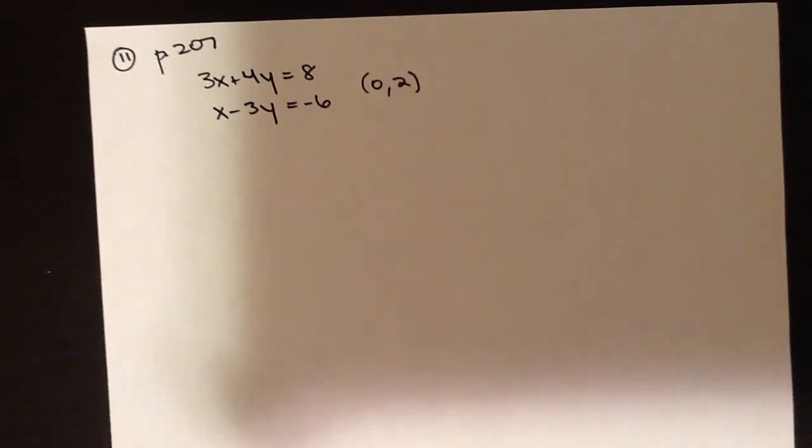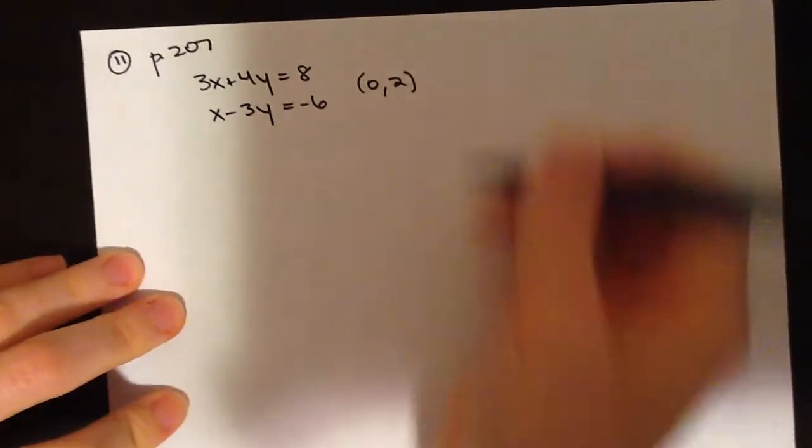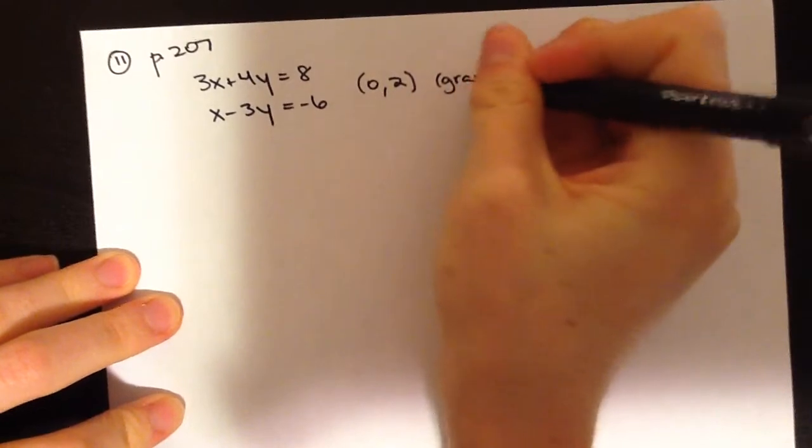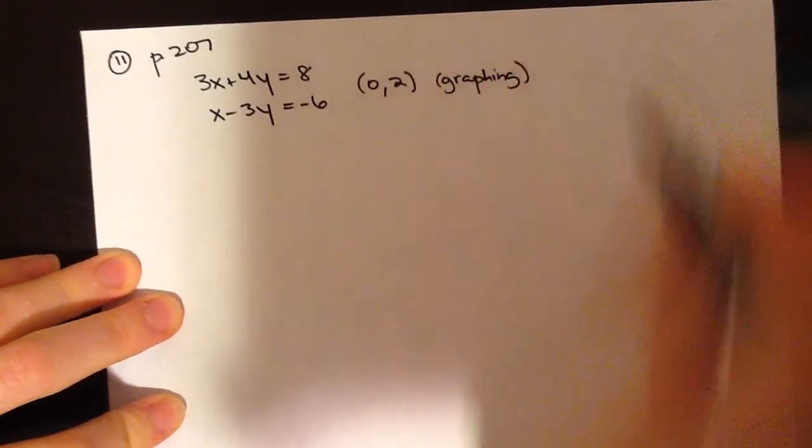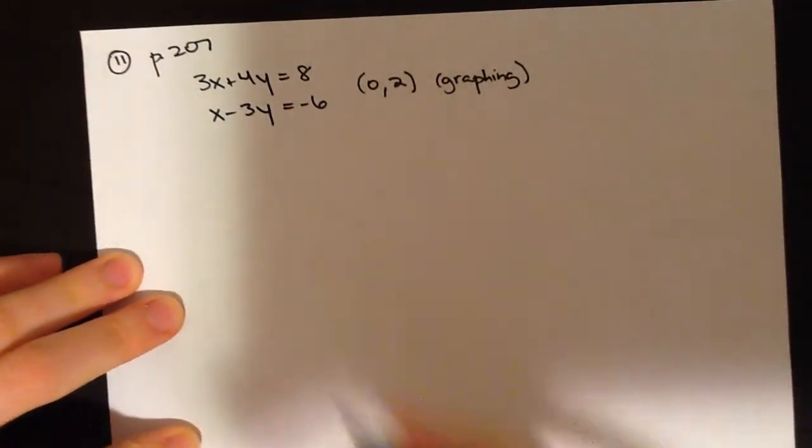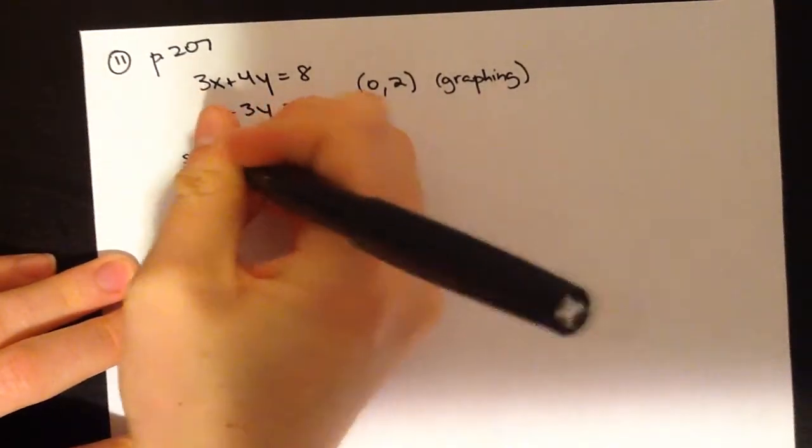So next, let's do the substitution method. So this we got by graphing. So really, there's no work required when you do this on the test. All you have to do is write down the ordered pair. So now let's do this by substitution.